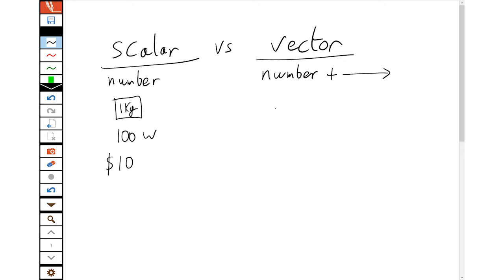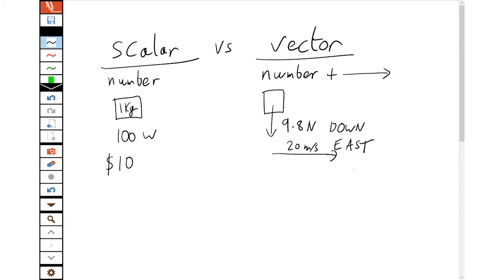For vectors, however, that 1 kilogram, we'll see soon, has a 9.8 Newton force down. Or you might have a velocity of 20 meters per second east. And see, those have definite directions, and those are vectors.